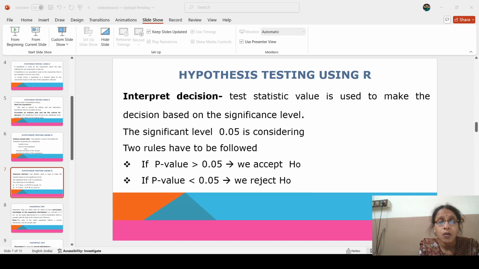Second, formulate an analysis plan and set the criteria for decision making. The significance level of the test is set. Here the significance level is taken as 0.01, 0.05, or 0.10. Z is taken as a default value.